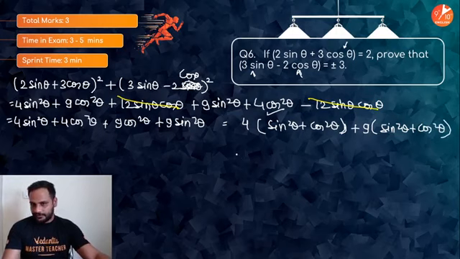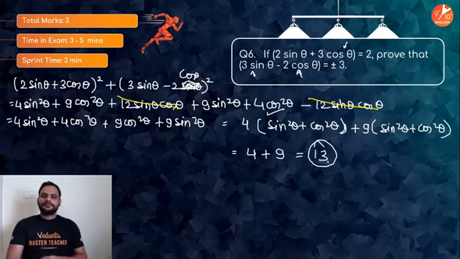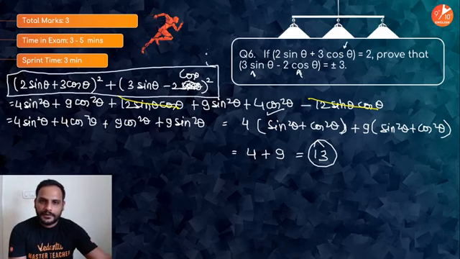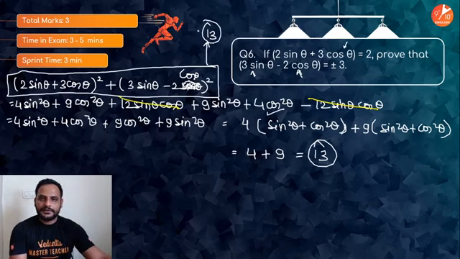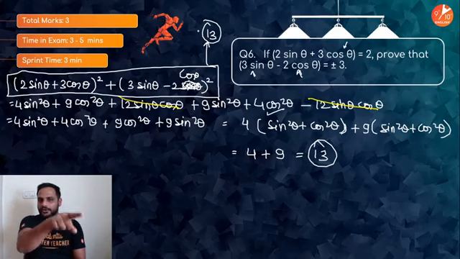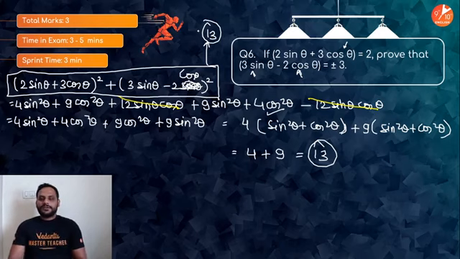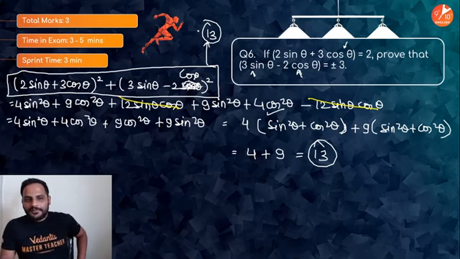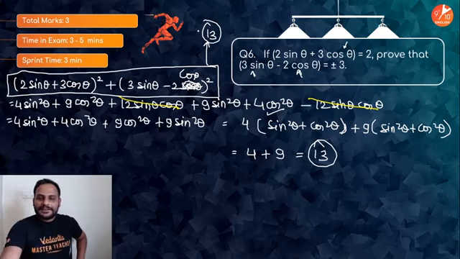And sine square theta plus cos square theta is 1, which is 4 plus 9, which is 13. So I got to know that the value of this complete thing is 13. Now out of this complete thing, we already know 2 sine theta plus 3 cos theta is 2. So directly if I replace the value of that as 2, I will get the remaining part's value.